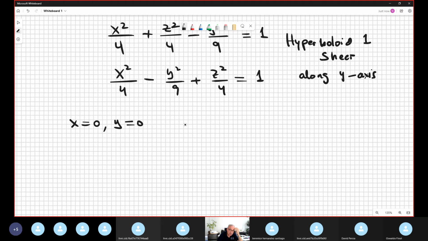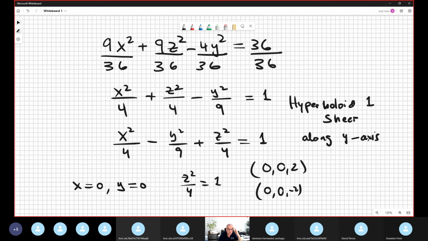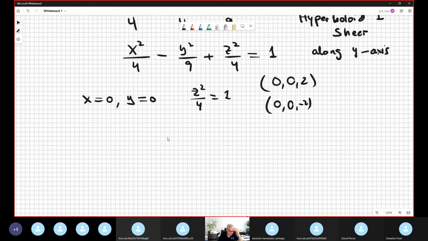Now my equation is z squared over 4 equal to 1. It's obvious that there are two points: the point (0, 0, 2) and (0, 0, -2). Okay, super. I could be wrong. Let me see. No, I am right. On the paper I have it different, but no problem, I'm doing good.